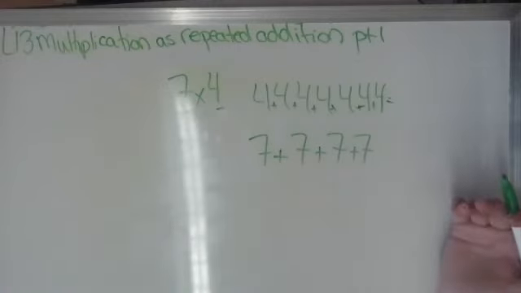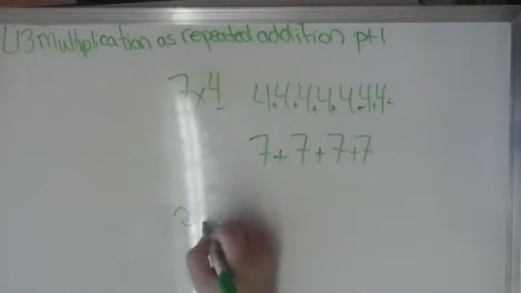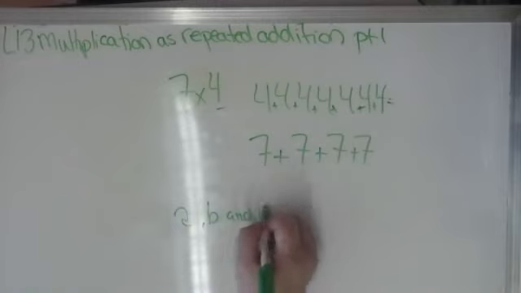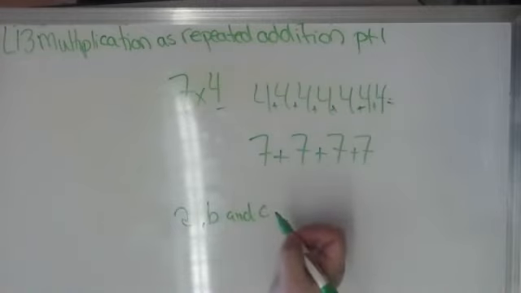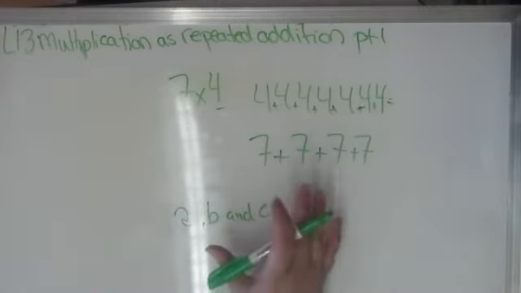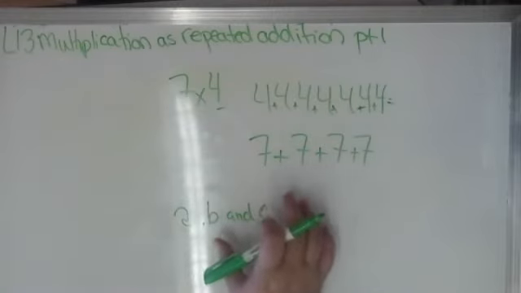That is multiplication as repeated addition, part 1. For your lesson practice, you want to be looking at A, B, and C. Once you've done A, B, and C, you can come back and watch part 2 to do the final questions.